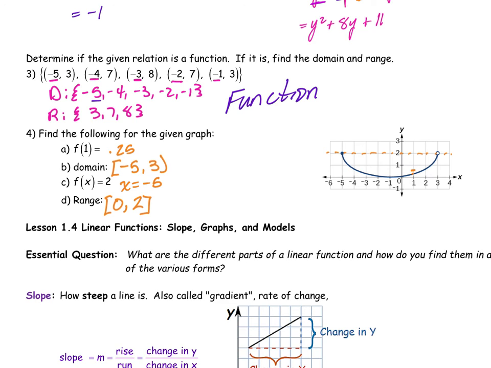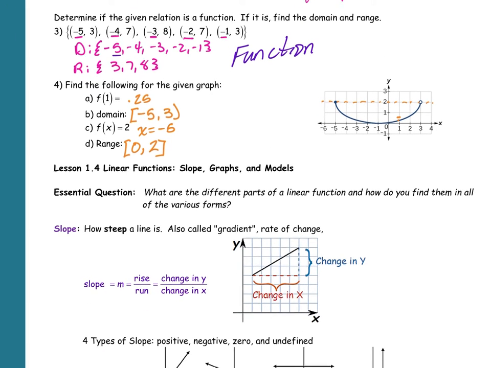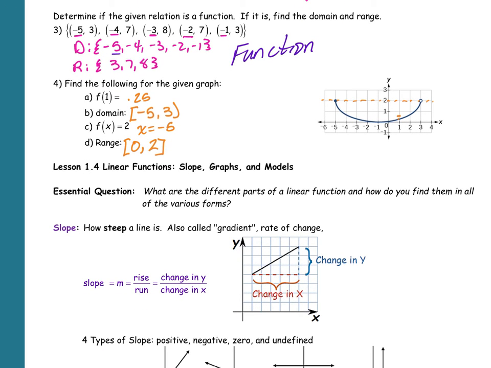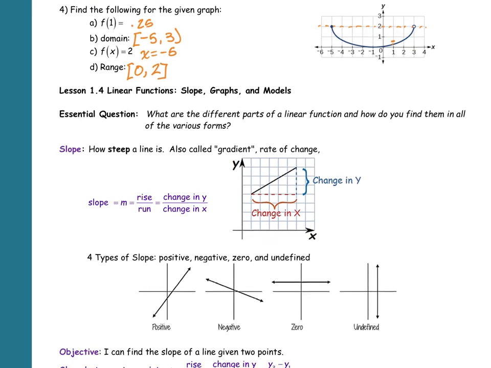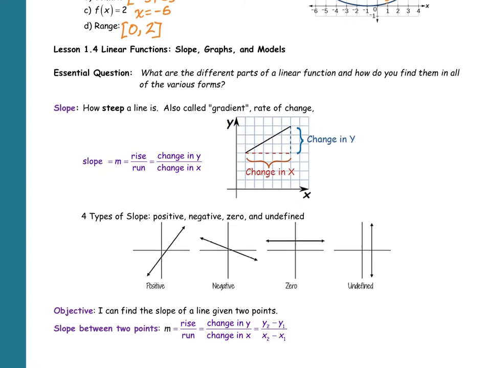So now we're going to move on to our new one, linear functions, slope graphs, and models. Yay. Mostly we're going to talk about slope today. What are the different parts of a linear function, and how do you find them in all the various forms? Lovely. Slope basically is how steep a line is.